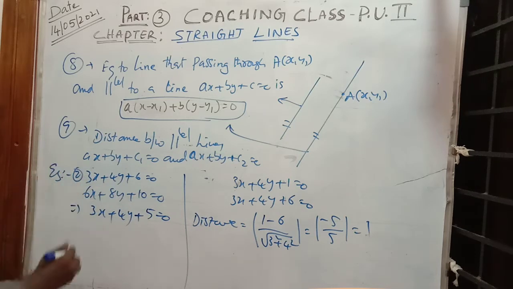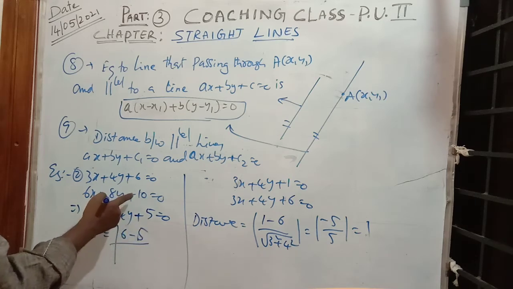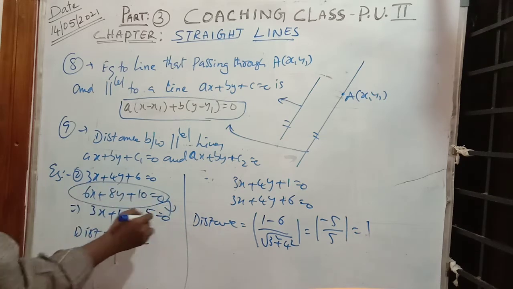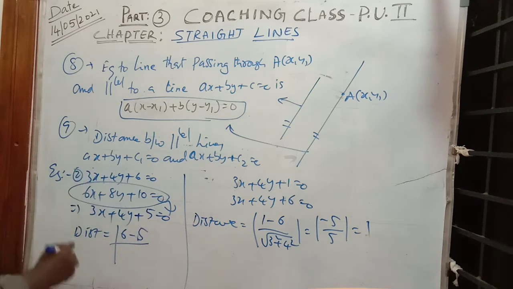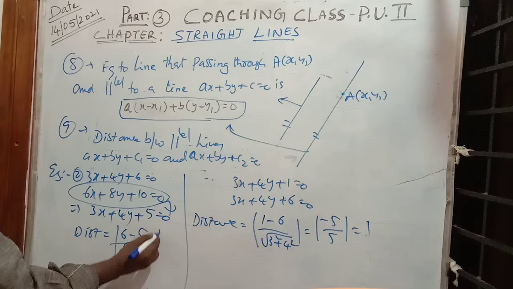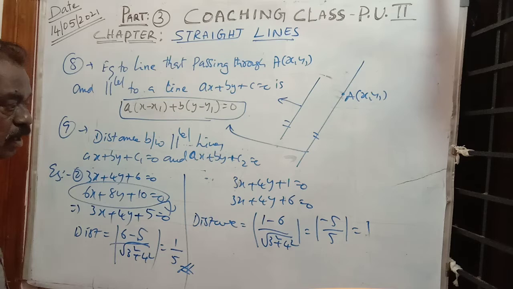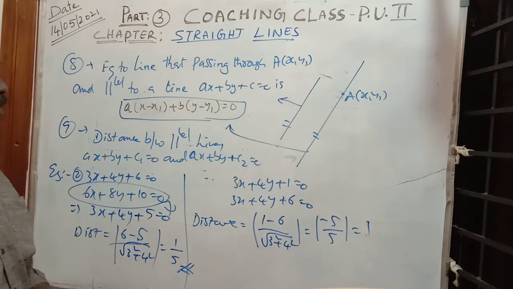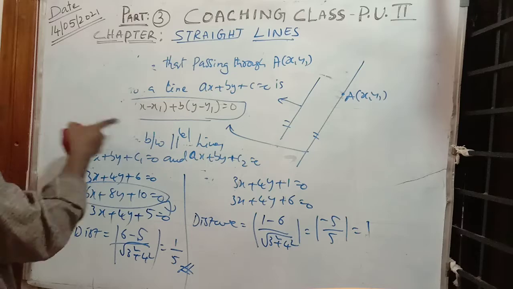Now distance is very simple. Distance is 6 minus 5, not 10. This can be written like this in order to make the coefficients of x and y the same. The denominator is root of the same 3 square plus 4 square, not 6 square plus 8 square. It is 1 by 5. Like that we can solve the problems. It is a concept: distance between parallel lines and any line parallel to a given line equation.